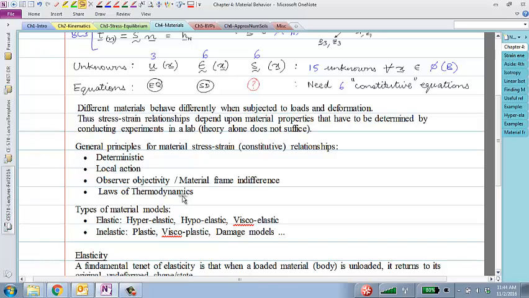What's the second law of thermodynamics? Right. The change in entropy is always greater than zero. What is entropy?